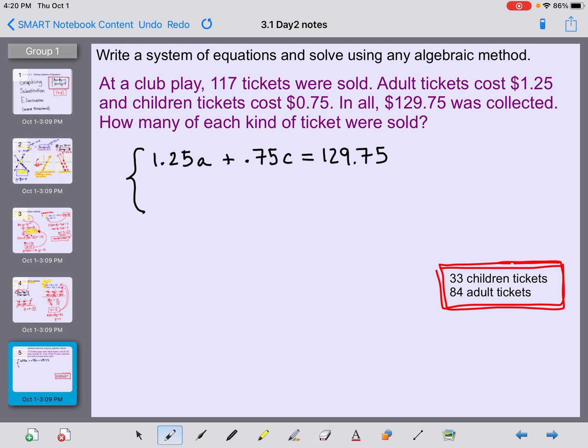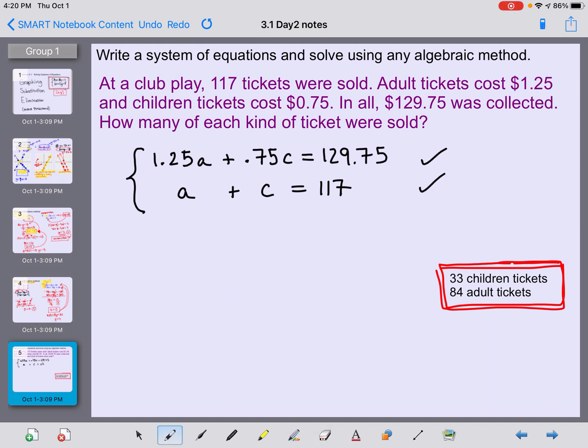So that first equation is all about money. The second equation would be A plus C equals 117. This second equation is all about how many tickets were sold. The number of adult tickets plus the number of children tickets has to add up to a total of 117 tickets. So this would be your system that I need to see.